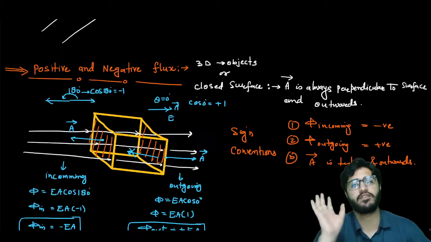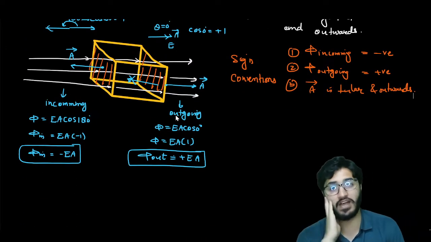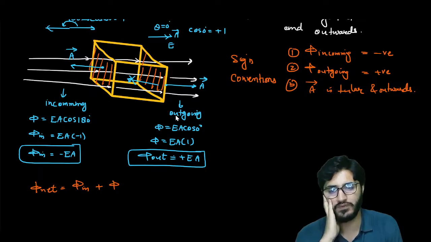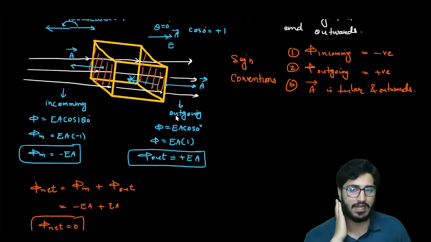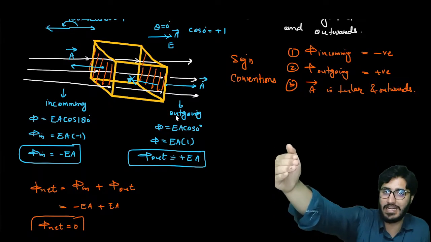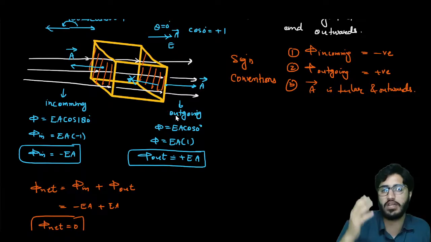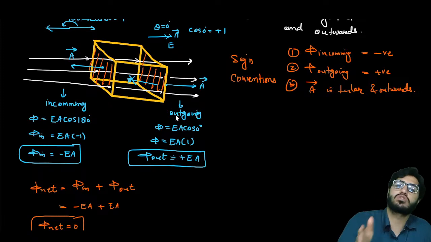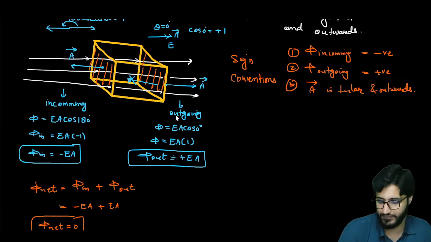Look, now if somebody asks you, what is phi net? You can write, sir, phi net equals phi in plus phi out. So what is phi in? It is minus EA. What is phi out? It is plus EA. So phi net is equal to 0. It simply indicates that the number of electric field lines coming into an object equals the number of lines outgoing. So incoming lines equal outgoing lines, so net flux is 0.